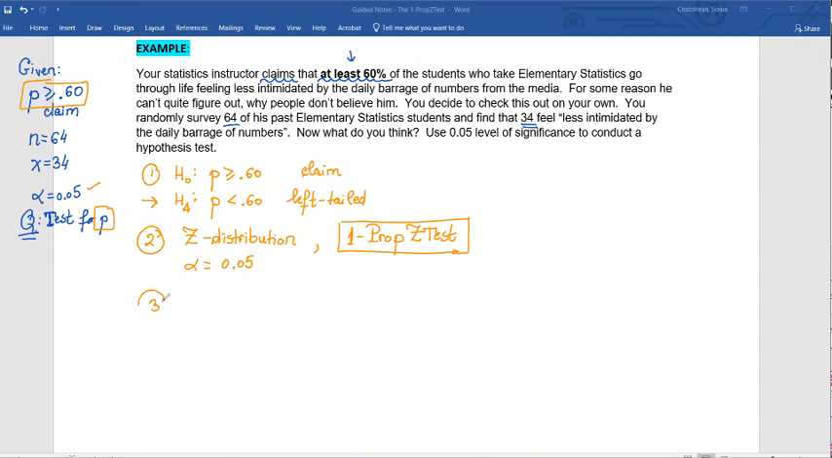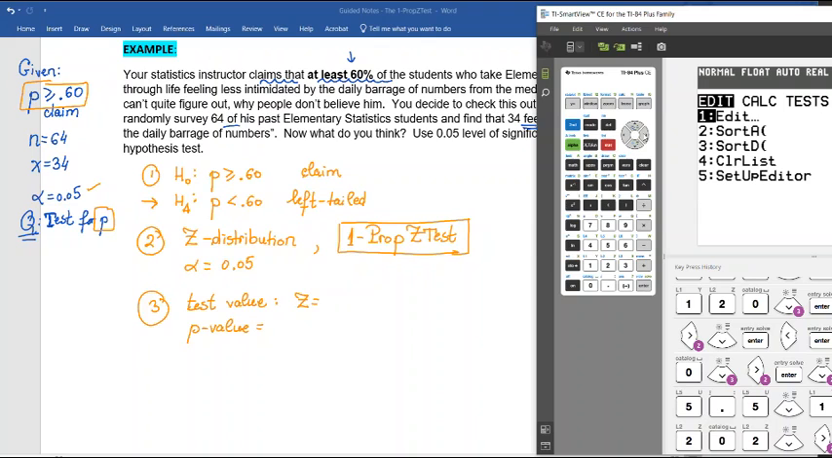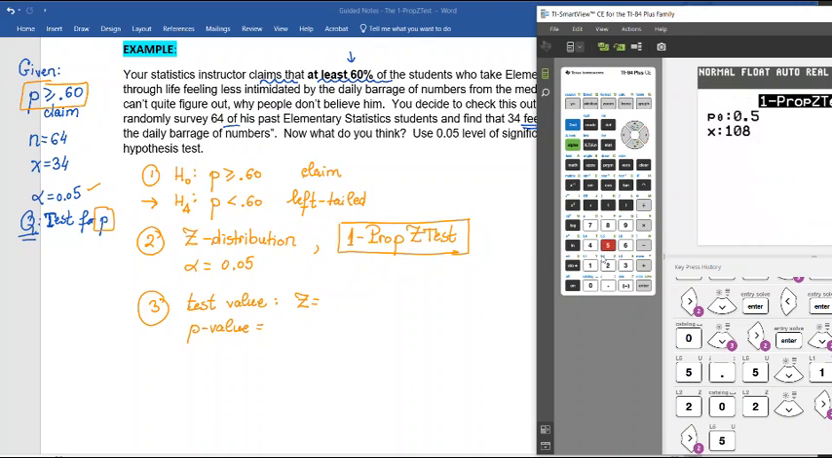Step 3, let's actually run the test and find the test statistic, or the test value. Let's just write down value. We used statistics so many times. This will be a Z value on the calculator and the p-value, which will be displayed on the calculator. So here we have our calculator. I'll go back to stats and I'll pick the one-prop Z test, which is option 5. I'll plug in the corresponding numbers.